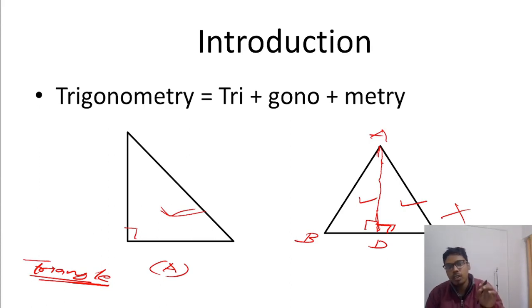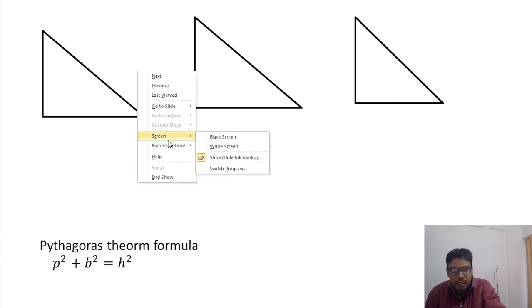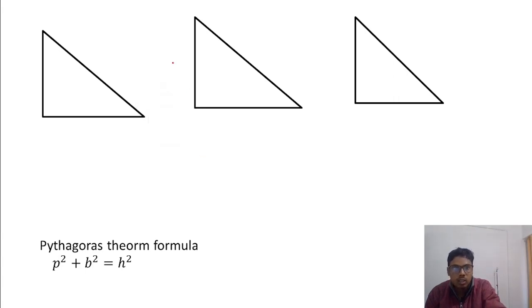Now we come to the concept regarding the right angle triangle. Here I have drawn a right angle triangle. The right angle triangle has three angles and three sides. The longest side of the right angle triangle is always called the hypotenuse. Which is the longest side? This is the longest side. It is called the hypotenuse.